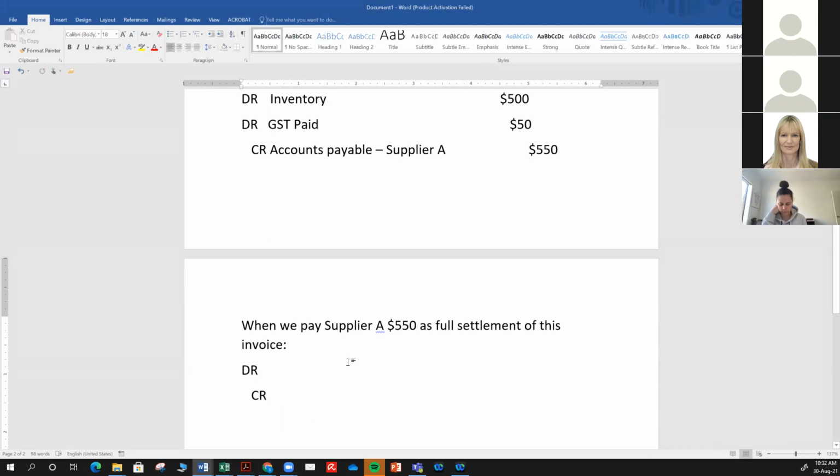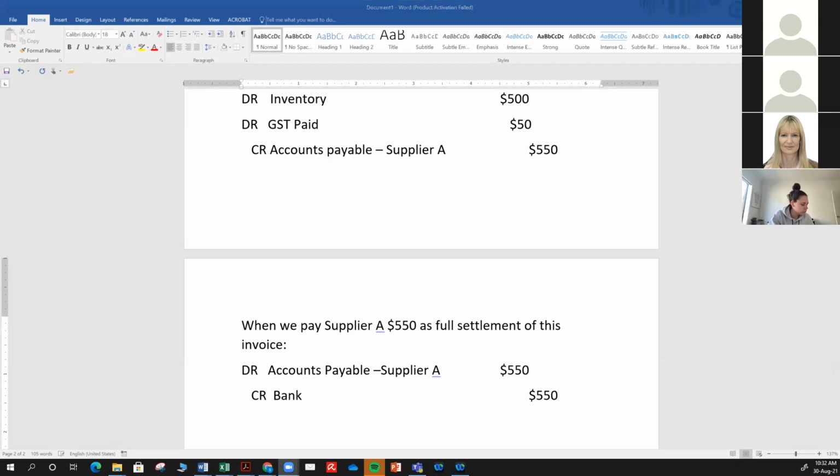So would it be accounts payable and bank? Yes. Where do we debit? Accounts payable. Very good. See, Chris, I am tuning your mind to think. This is why I have to make sure that you guys understand. Then we credit bank, right? Yeah. 550. Am I right? Yeah.